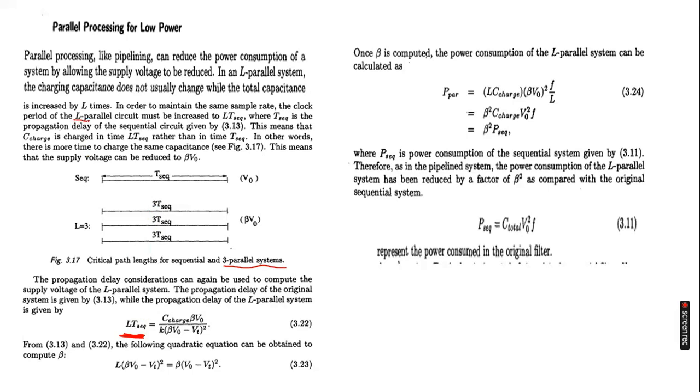Now, L parallel circuit, so the total capacitance will increase by L times. In the right side formula, in the power consumption, the capacitance value will increase, L into C. And then V naught, the supply voltage, will change by a factor of beta, with the value less than 1. So three things are happening here.